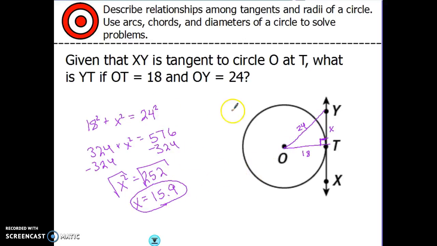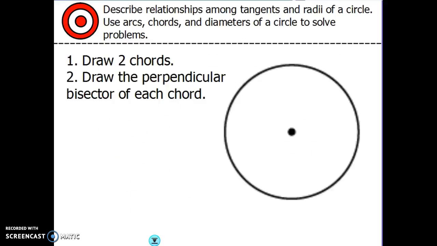Okay, so just some ways that we can use the tangents to solve for some missing sides. Okay, here's the other thing that we would like to know. We would like to know something about the chords and how they affect a circle. And here's something kind of interesting.